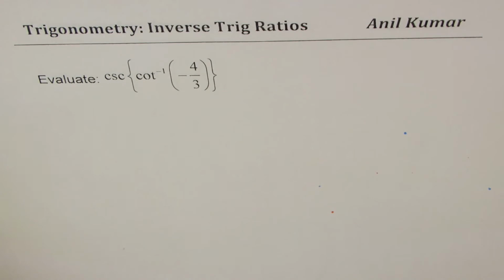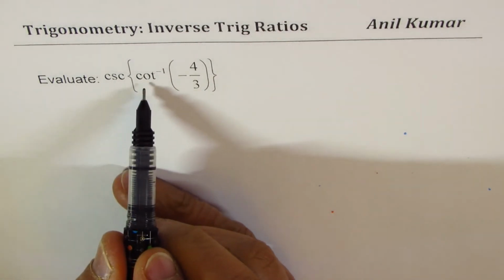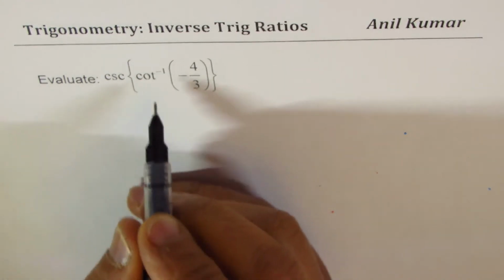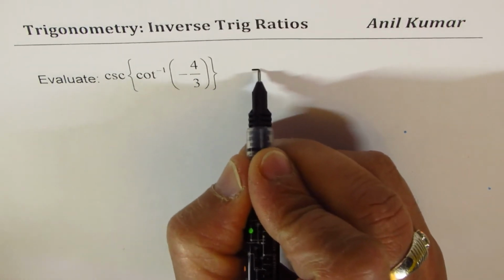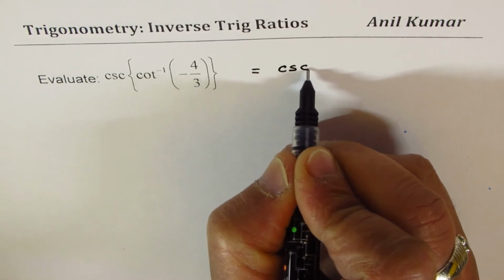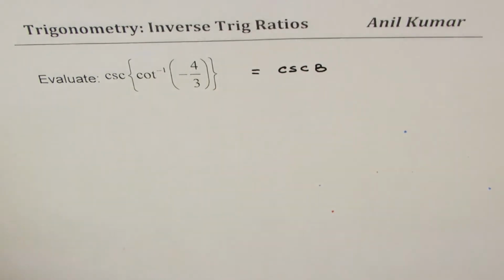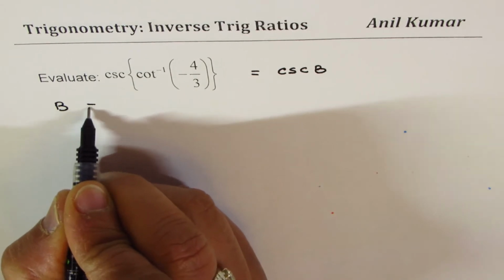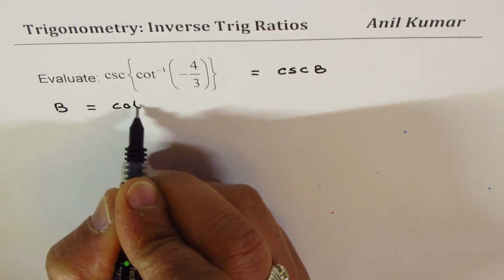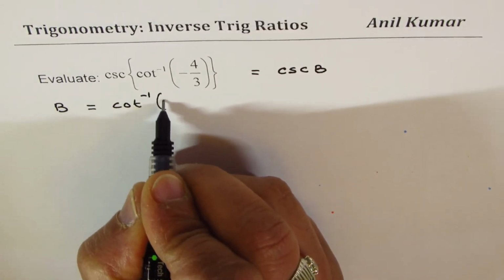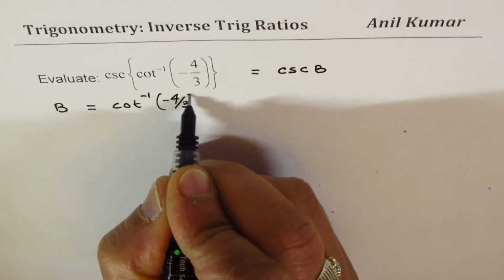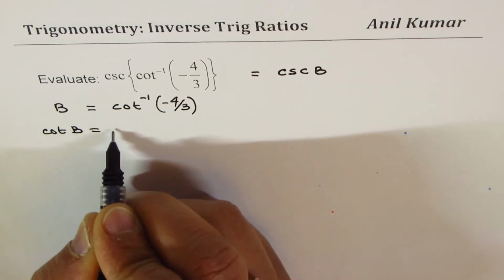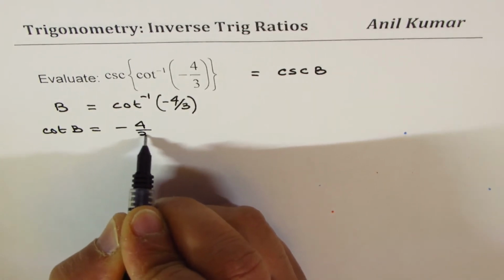Second one is, we need to find cosecant of cot inverse of minus 4 over 3, right? So let me write this expression as cosecant B, for example. Is it okay? So what we are saying is, let B be equal to cot inverse of minus 4 over 3. That means cot B is equal to minus 4 over 3.